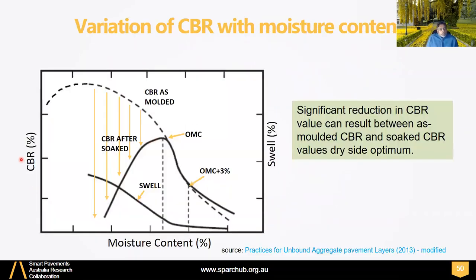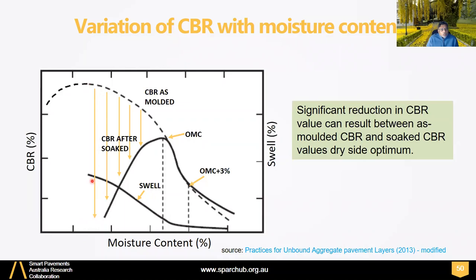So here is an example of CBR with moisture content. You can see the dashed line here is the as-molded CBR for certain moisture content. If you mold the soil here and compact to a certain proctor level, that's the kind of CBR you get. It gets higher and then comes down again later, but that's the curve. But if you soak it, then CBR drops in this fashion. The further away from the line of optimums, the larger the drop, so water sensitivity can become higher when you go further away. That can be a problem if the pavement is likely to be submerged later.